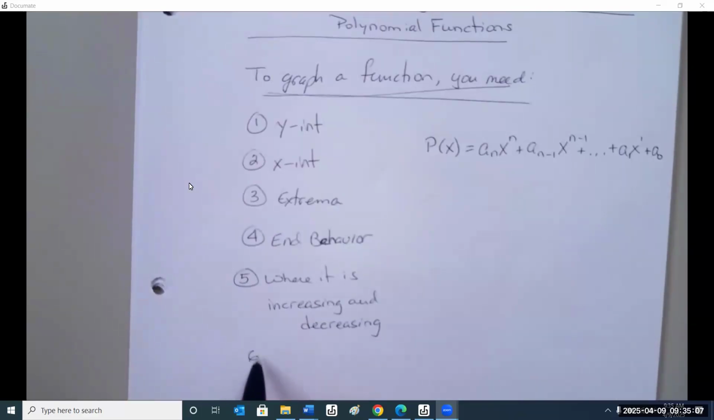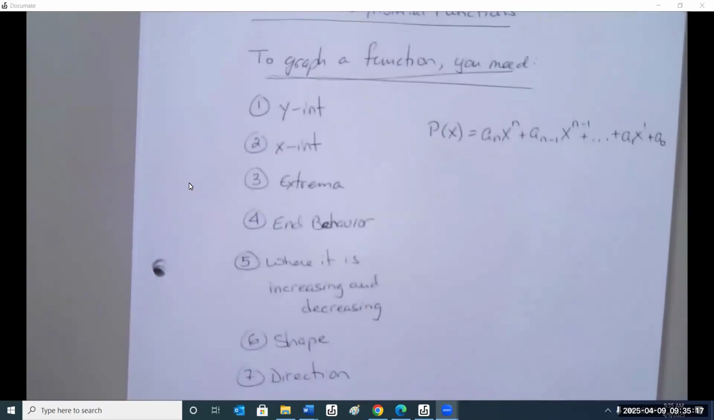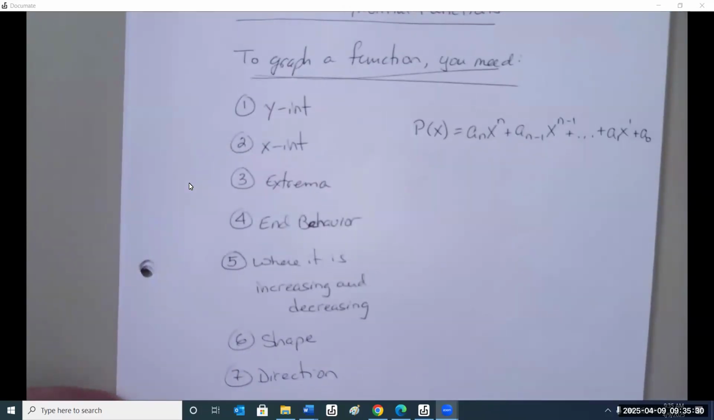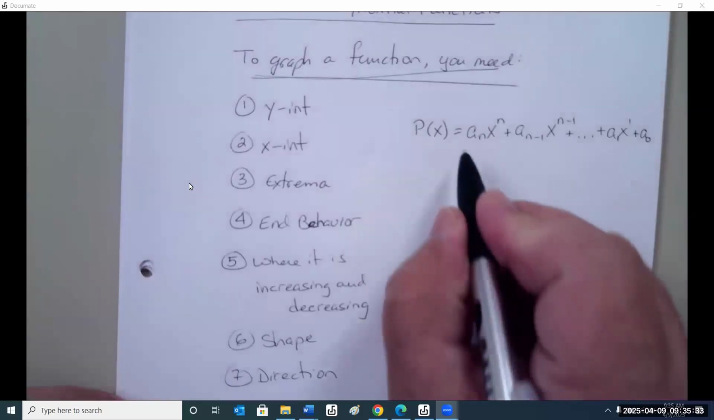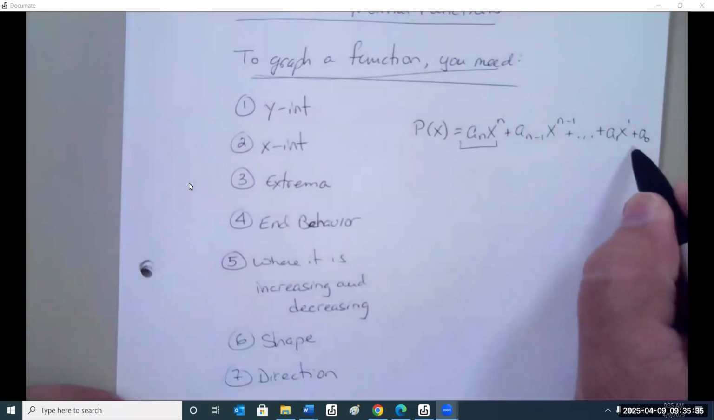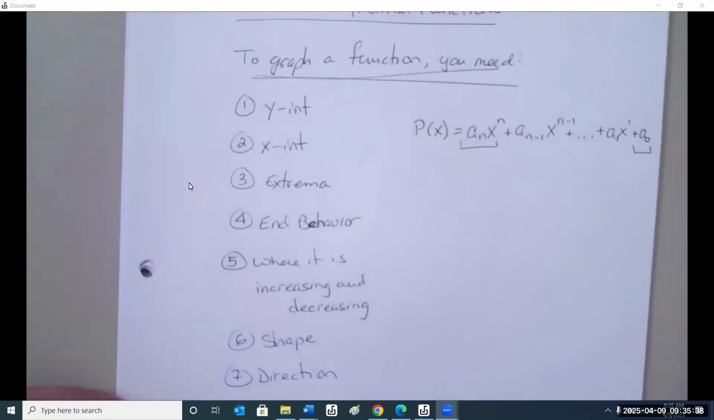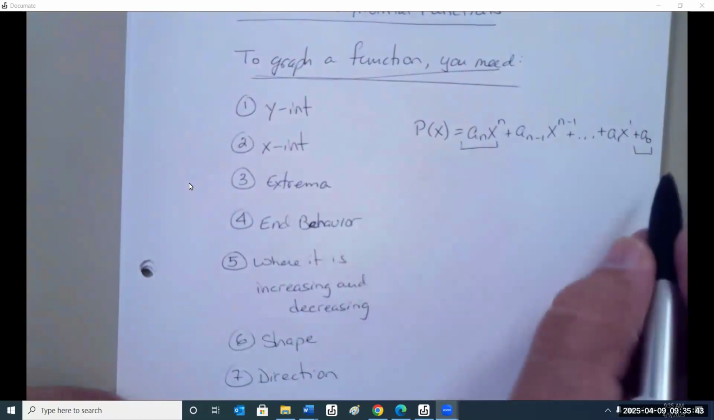if we knew the shape and the direction, that would help us also in drawing the graph. We will know the basic shape of this graph before we start doing any math, just by looking at these two numbers, the first one and the very last one.